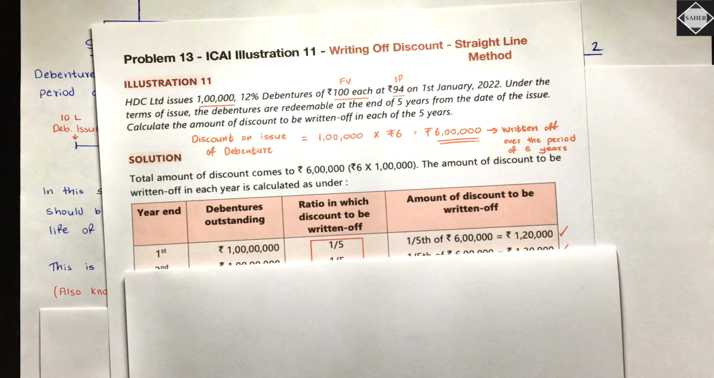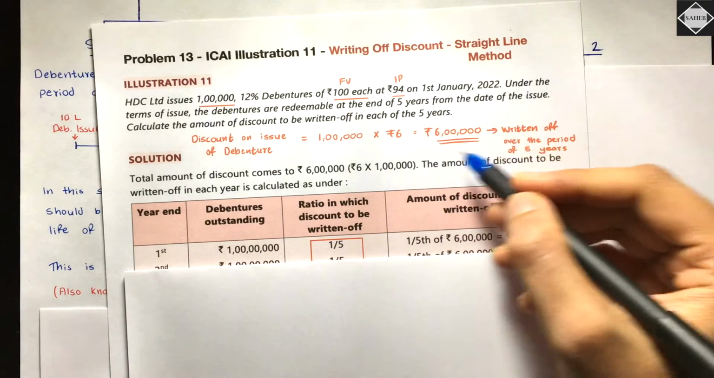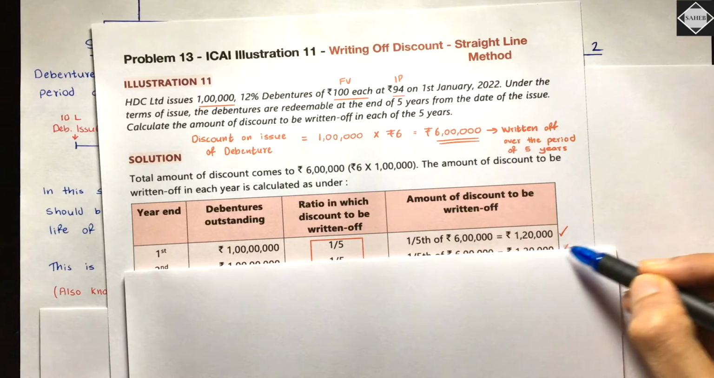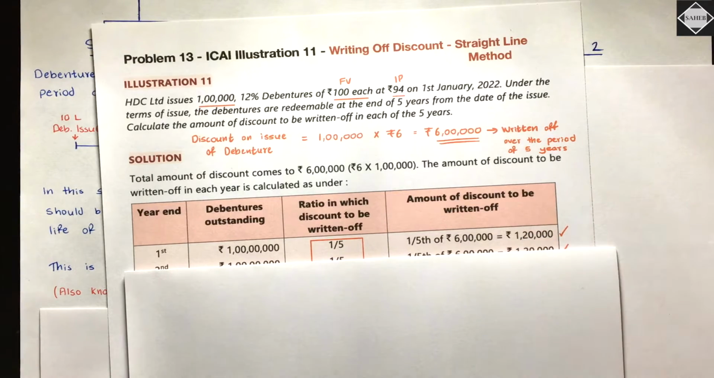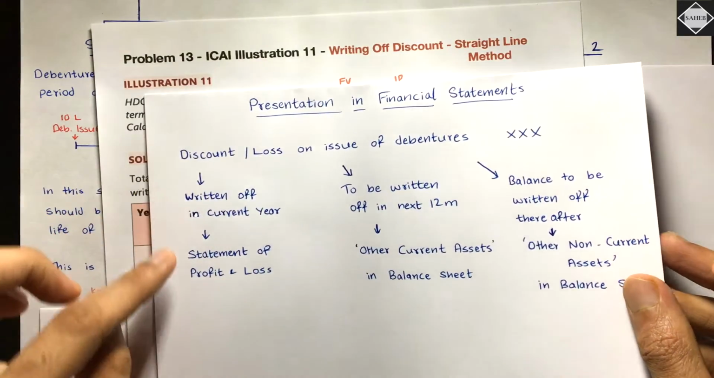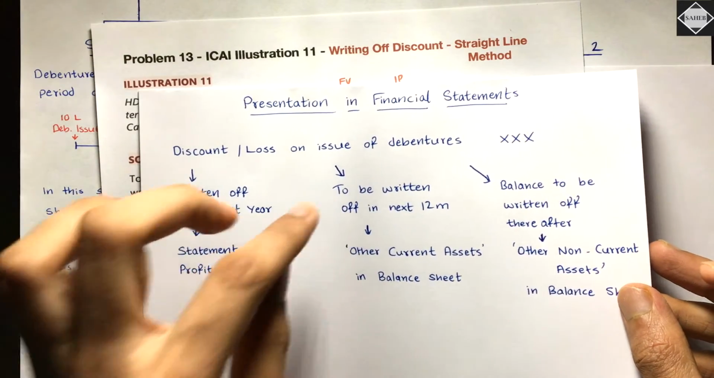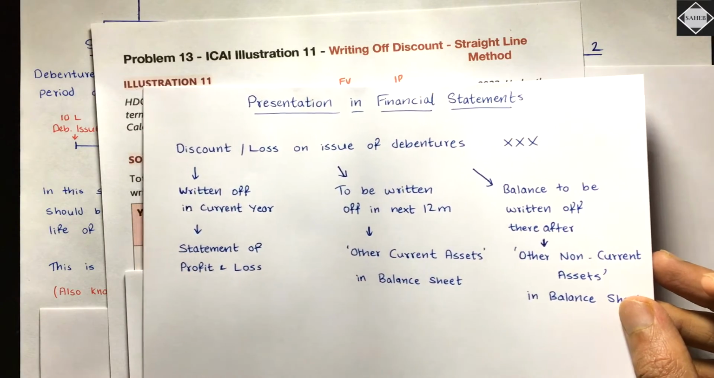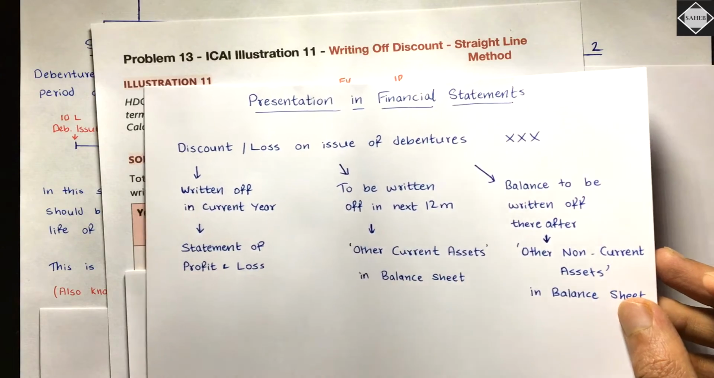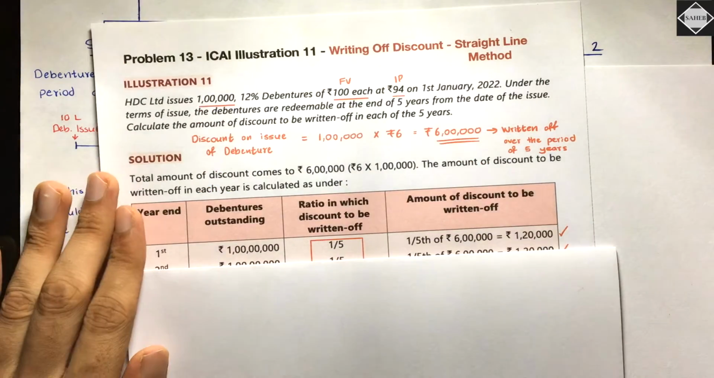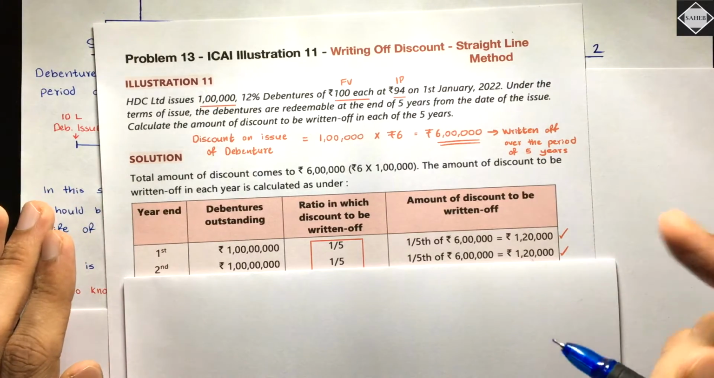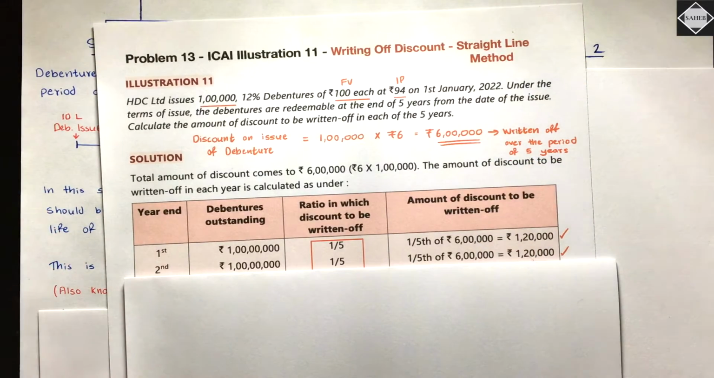So the next thing you have to do, understand, there are three parts of the discount or loss on issue of debenture. First part is what you have taken to the profit and loss in the current year, 1,20,000. Written off in the current year, statement of profit and loss. To be written off in the next 12 months, this will be shown in the balance sheet under other current assets. This one, 1,20,000.